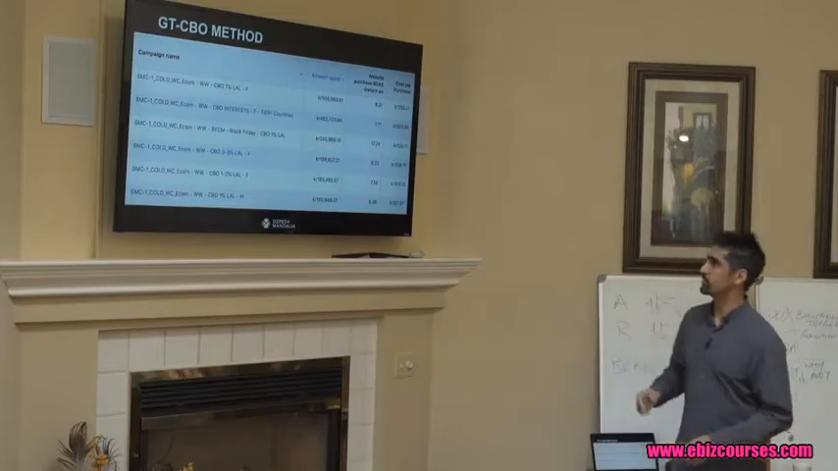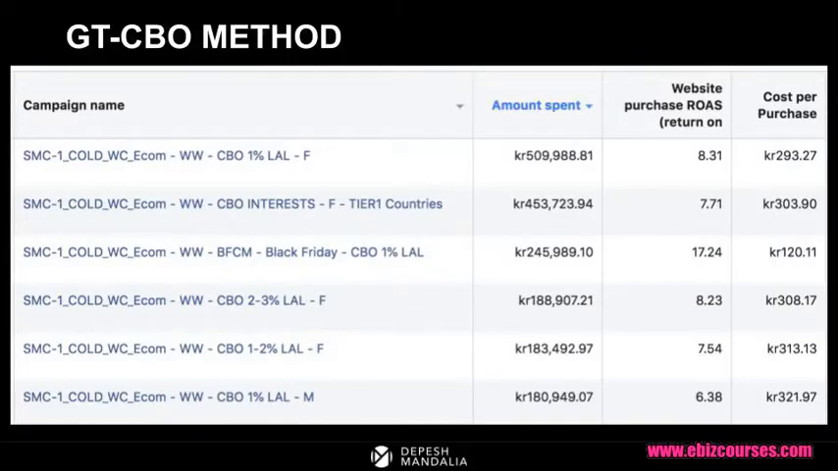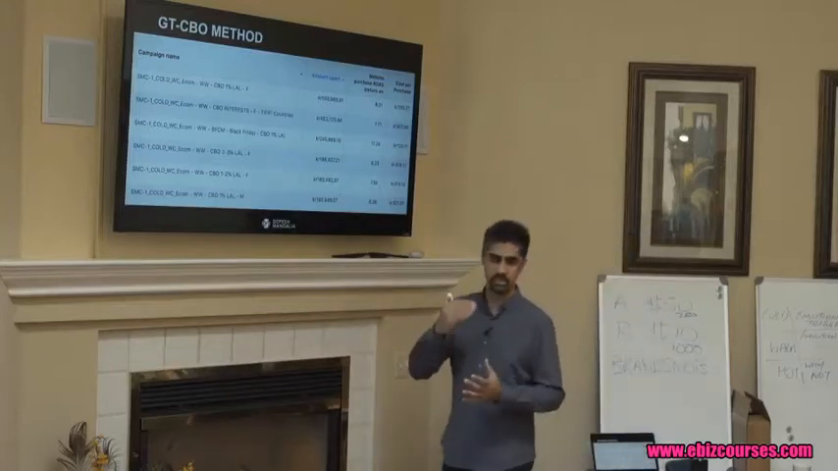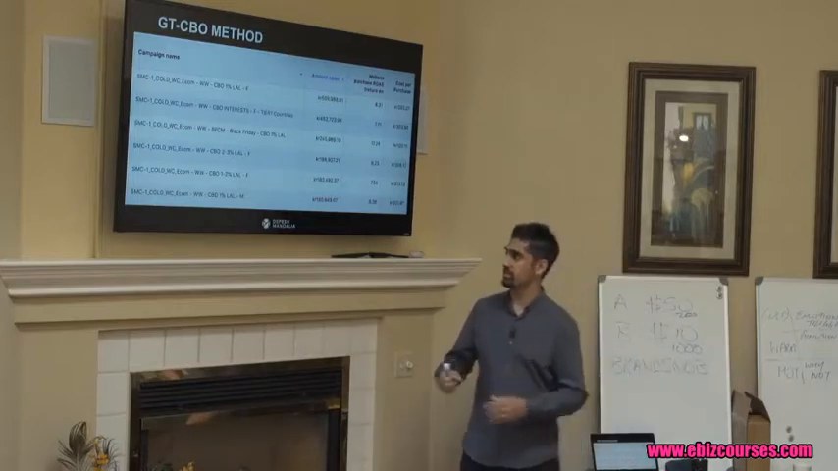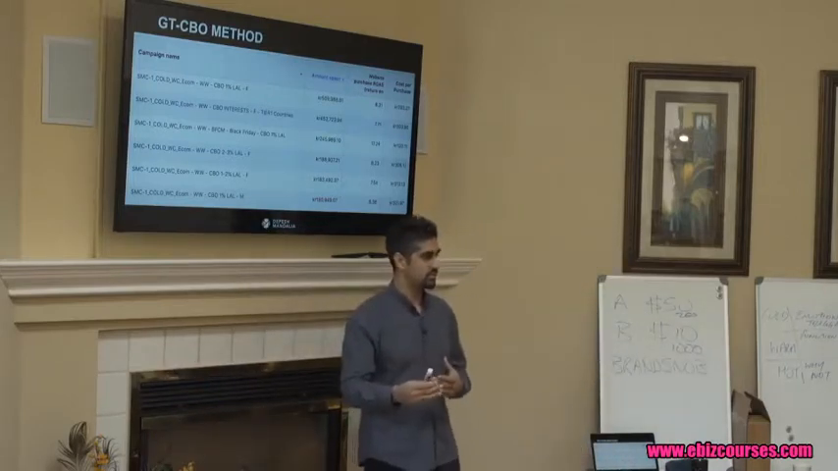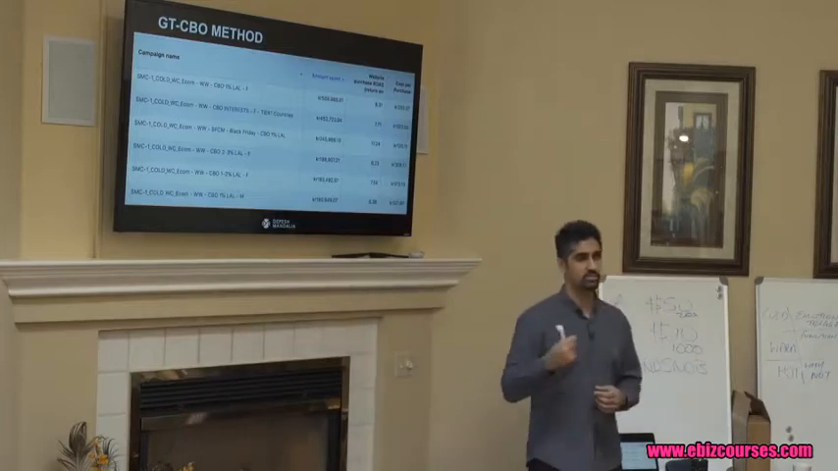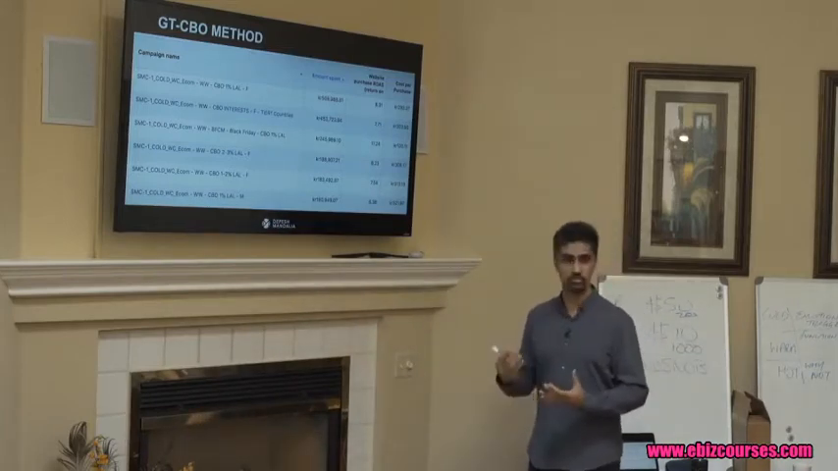Cool. So the other thing about CBO is what we found is CBOs for us generally work better when you group them. For example, here is a grouped 1% lookalike of males, 1 to 2% female, 2 to 3% female, Black Friday 1%, CBO interests, female, tier 1 countries. So we had multiple campaigns running. When we were testing CBOs, mixing interests and lookalikes and things like that, we had results all over the place. But then when we tightened it up, because 1% are all prime audiences, and when you've got all similar quality audiences, CBO seems to work better. So that's another thing about grouping your CBOs.